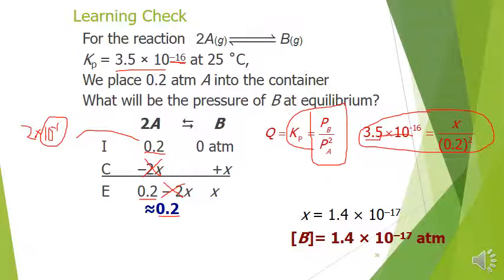Then your equation is going to be B over A squared, so x over 0.2 squared. And then solve for x, and you get that.